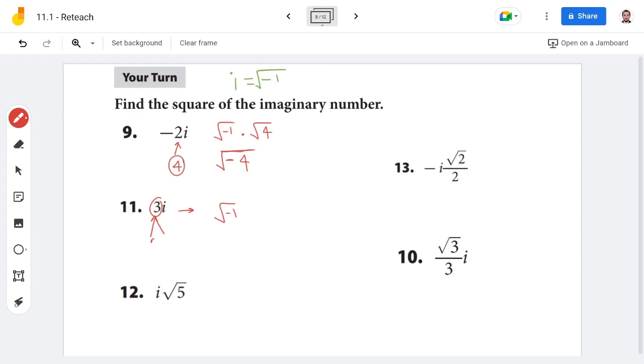Sorry, what are the two numbers that you multiply to get 9? Okay, 3 times 3. So it will be the square root of 9, so it will be negative 9 under the square root. Okay, so I hope you understand this.